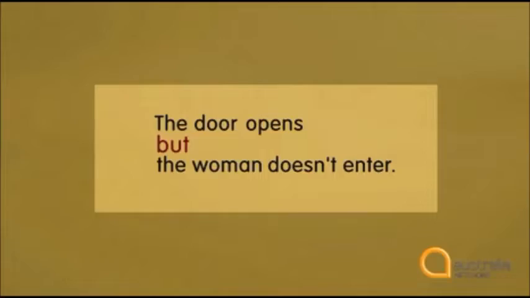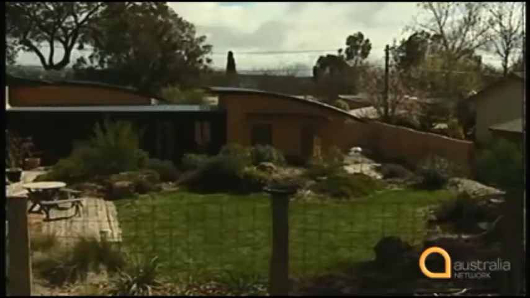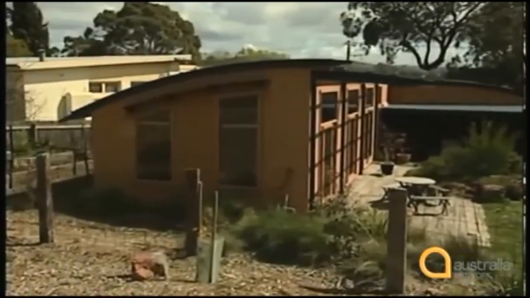Listen to an example here. Well, we completed it about 2 years ago, and I guess one of the interesting things about it is that it's a fibro house, and most houses, I guess these days, are brick veneer.